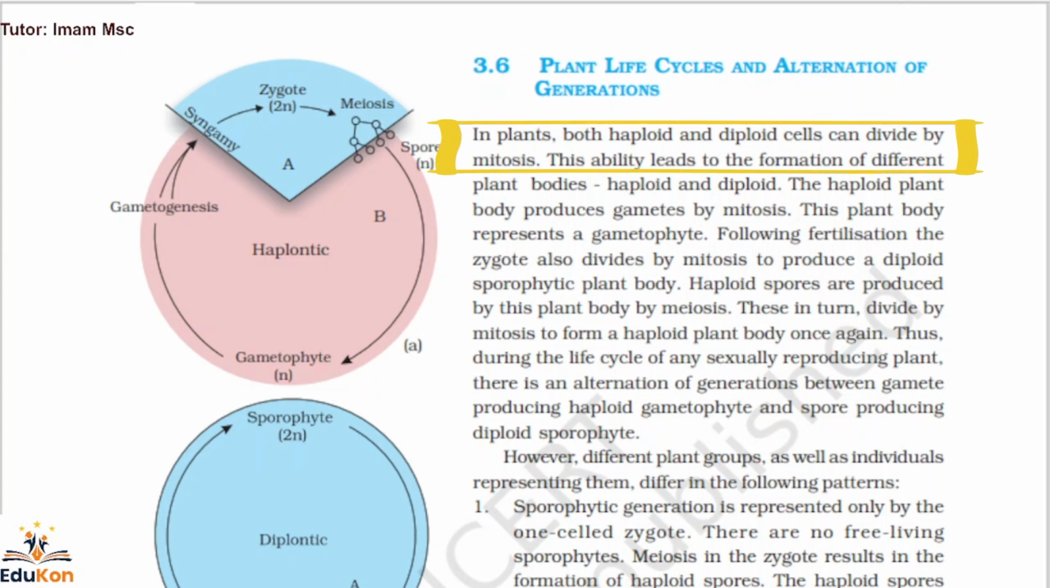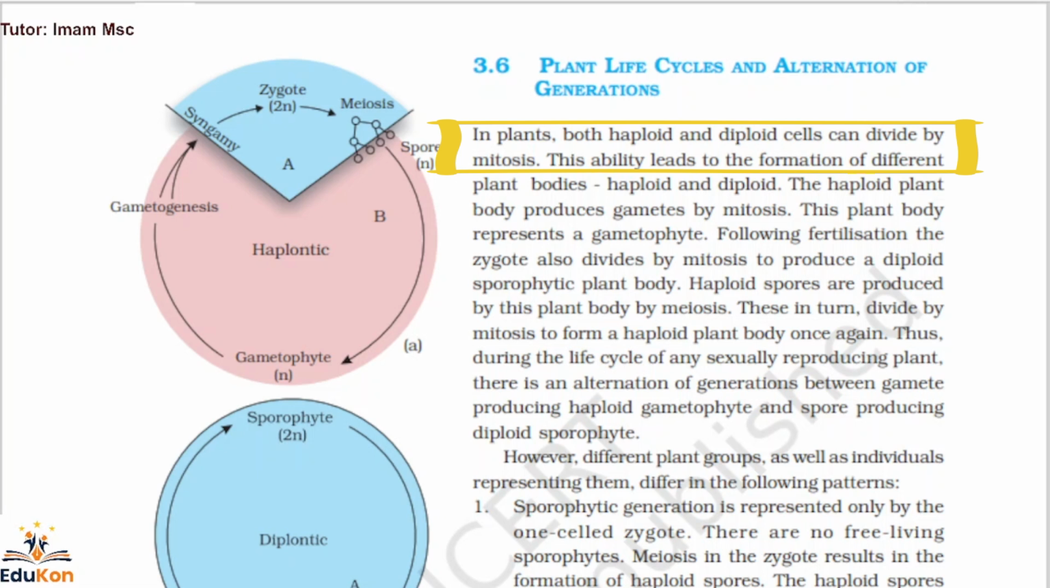In plants, both haploid and diploid cells can divide by mitosis. This ability leads to the formation of different plant bodies, haploid and diploid. So what does this mean? In plants, haploid and diploid cells can be divided through mitosis. Remember this. And what is the ability here? The ability of cells undergoing division through mitosis leads to the formation of different plant bodies, that is haploid and diploid plant bodies.